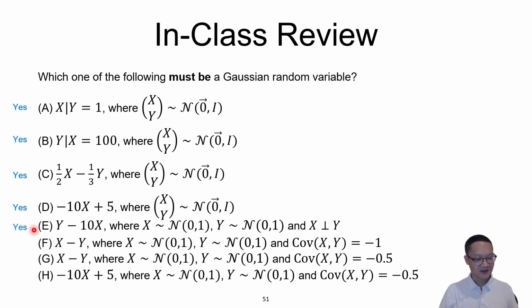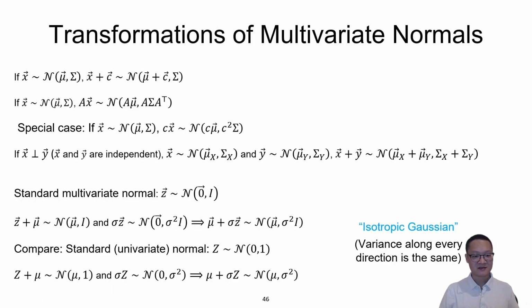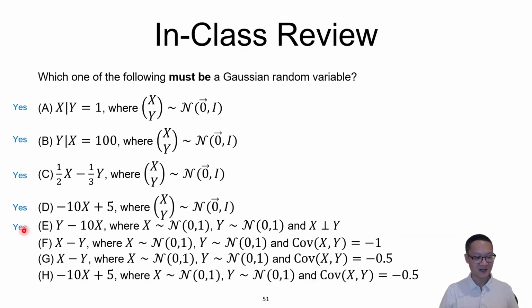So for E, this is a little different. Previously, we were always given that X and Y are jointly Gaussian. But now X and Y are individually Gaussian and X is independent of Y. That's good, because we really need this independence condition. If X is independent of Y, then Y is also independent of minus 10X. Using the property that the sum of two independent Gaussian variables is also Gaussian, we have yes for this choice E. Y minus 10X is Gaussian.